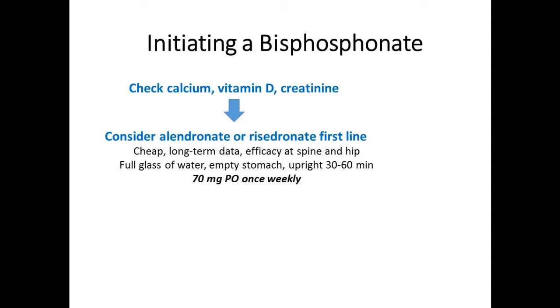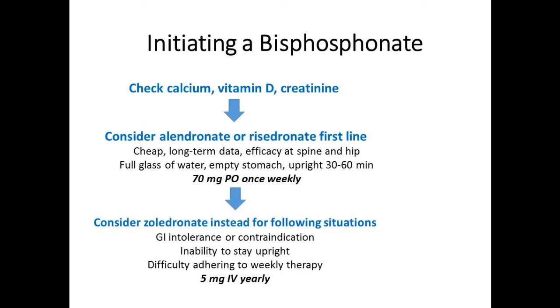The 70 milligram dose is for alendronate. Risedronate I think is a 35 milligram once a week dose. There's also a monthly way to give risedronate, like 2 days in a row, once a month, whatever you and your patient like. And then I do consider the IV drug in these following situations, which we've already kind of mentioned. If they have GI issues, difficulty adhering to weekly therapy, it's generally a 5 milligram dose.